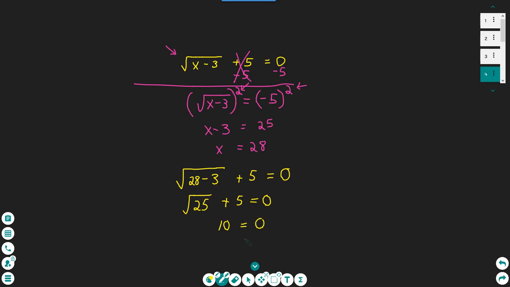Does 10 equal 0? No, 10 is very different from 0. They do not equal each other. So this is not a true equation, which means that this x equals 28 is not a solution. In fact, there is no solution to this equation. We just eliminated the only one we found. So our answer is going to be no solution.